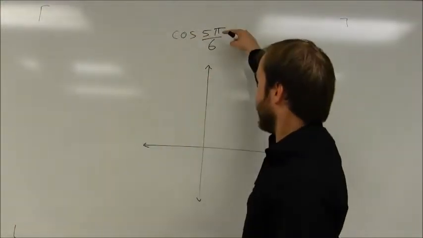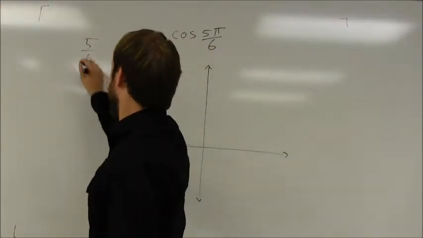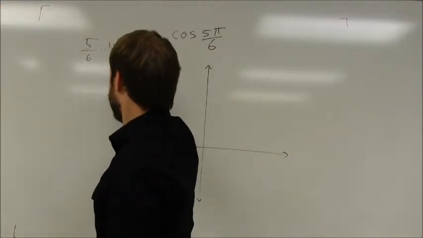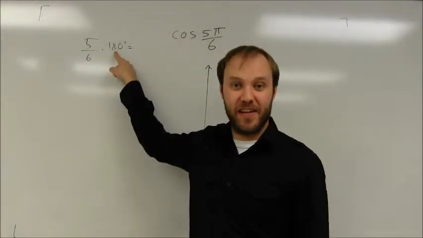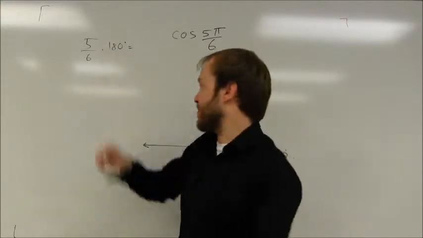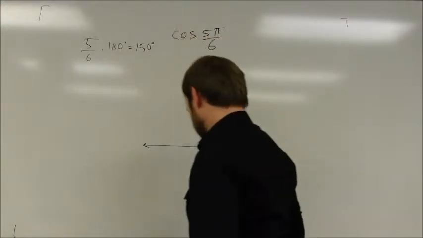So I know that pi radians is equal to 180 degrees. So I'm really taking 5/6 of 180 degrees, 5/6 times 180 degrees. I know that 1/6 of 180 degrees is 30 degrees. 5 times 30 is 150 degrees. And that's what my angle measure is going to be.